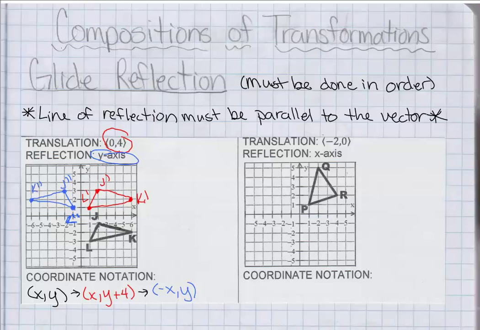So all of it, it's easier if you color code it so that you can see exactly what you did for each one. On the second one, we're going to translate it 2 to the left. That's what that says. So Q 2 to the left will be here, and that will be Q prime. R 2 to the left will be here, that is R prime. P 2 to the left is right here, that will be P prime.